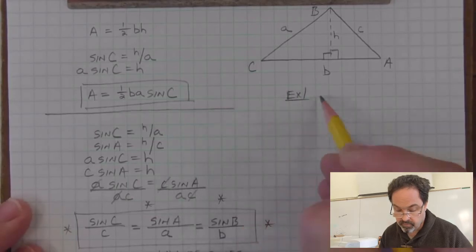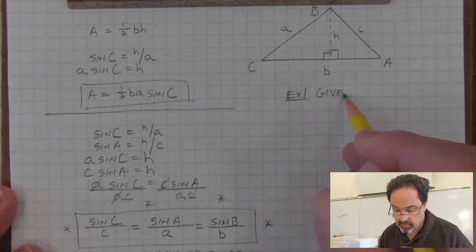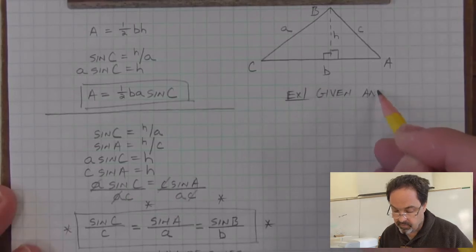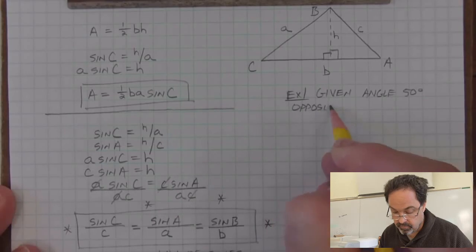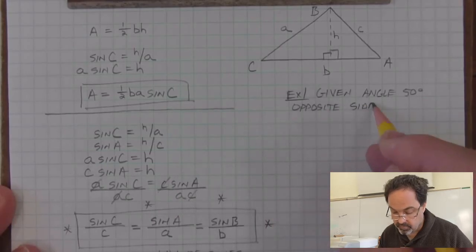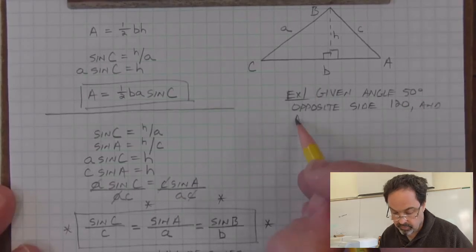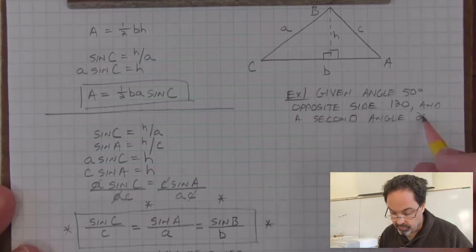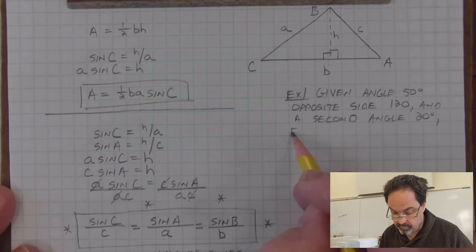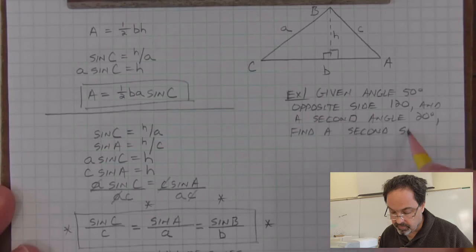For example, given an angle of 50 degrees, opposite side measure of 120, and a second angle 20 degrees, find a second side.